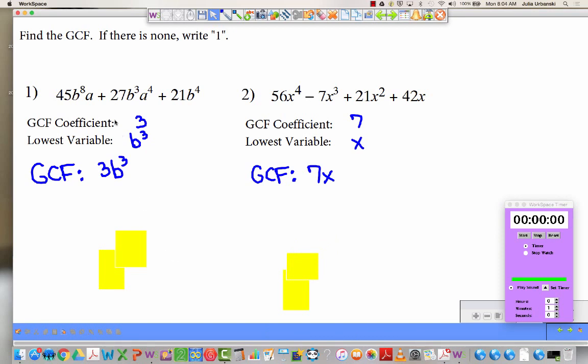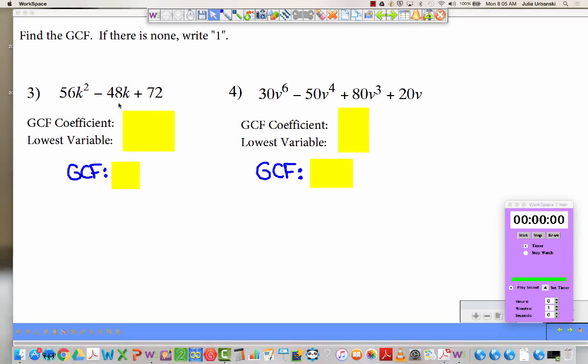Let me say this again. See this A here? A to the 4th, but there's no A here. So there is no smallest. The smallest A that there is is A to the 0. It's gone. But this one actually has an X in all 4 of them. It's got to be covered in all the terms. So if it's missing from one of them, then you don't count it at all in the GCF.